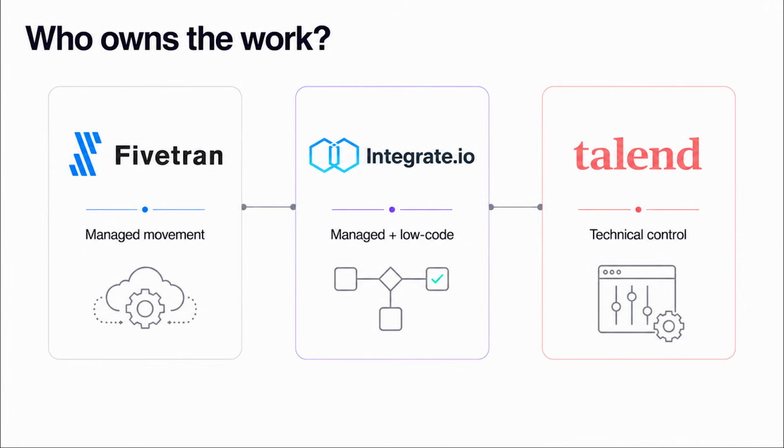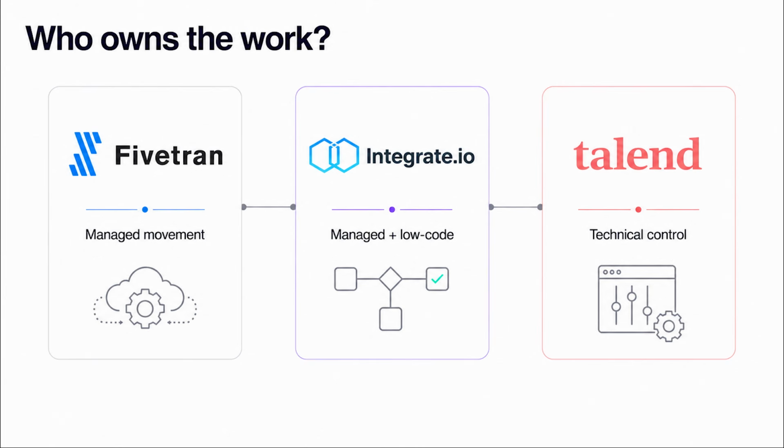That was the quick comparison. Now let's dig deeper. Fivetran and Talend both move data, but they make different assumptions about who should own the work. Fivetran assumes your team wants the pipeline infrastructure handled for you. Talend assumes your team wants more control over the work. Integrate.io sits between those approaches without requiring a large integration environment.